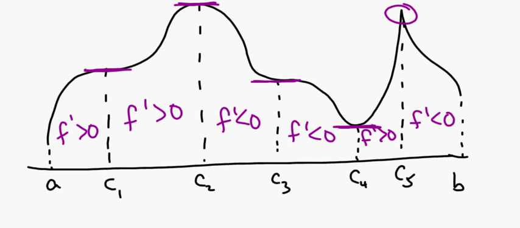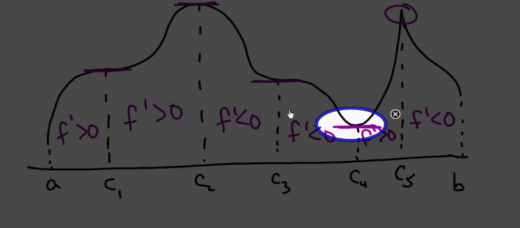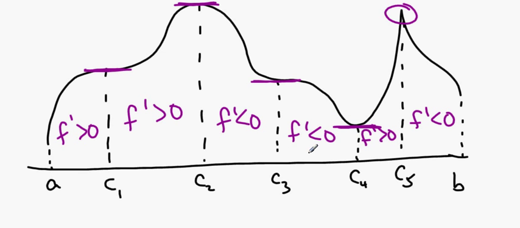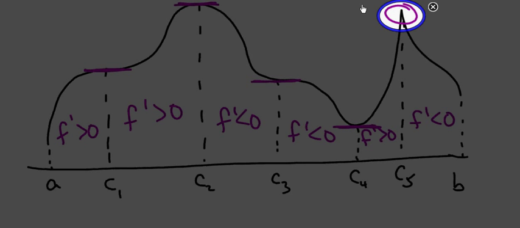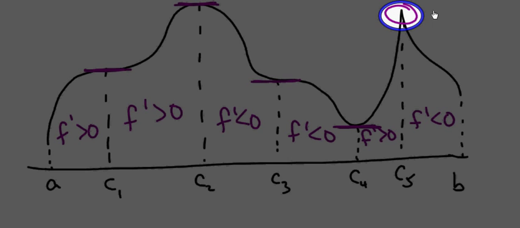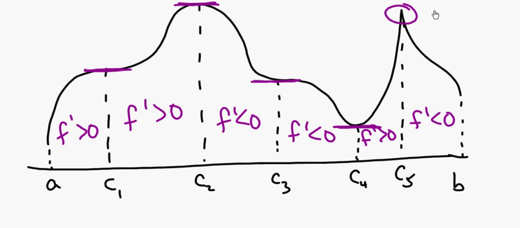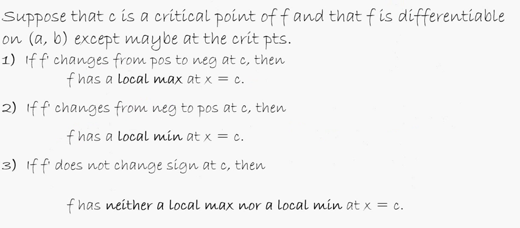And what happens at that local maximum? F prime changes sign. What happens at this local minimum? F prime changes sign. What happens at this local maximum? F prime changes sign. So it's not just that we have a flat tangent, it's that f prime changes sign, and so we record that in something called the first derivative test.